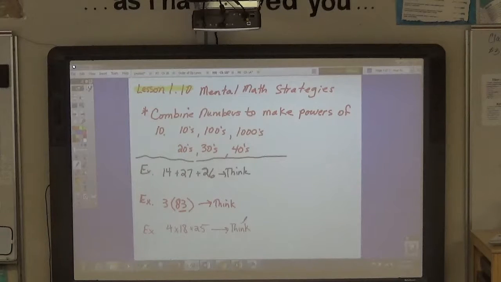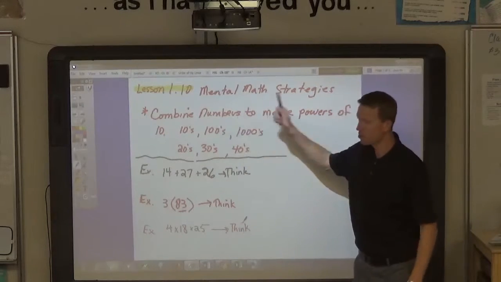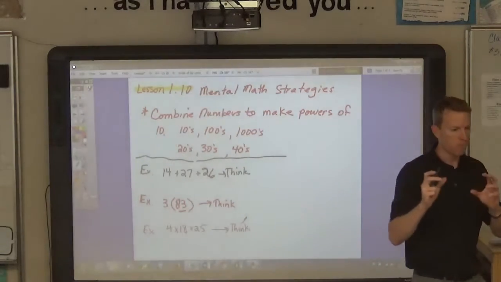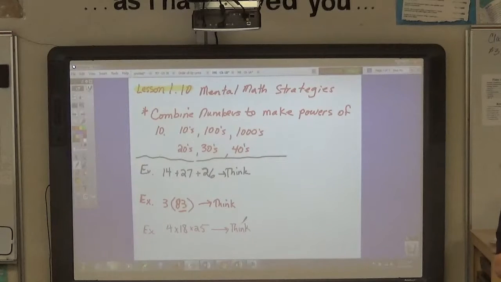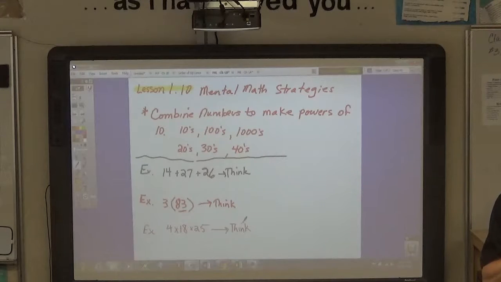Sixth graders, the last lesson in chapter 1 is on mental math strategies. Mental math strategies are ways of doing problems mentally, and there are some strategies you can use to make these problems easier. Using the strategies we talked about yesterday, using the rules of the game, like the associative property, commutative property, distributive property, you can use those rules to help you find answers mentally.